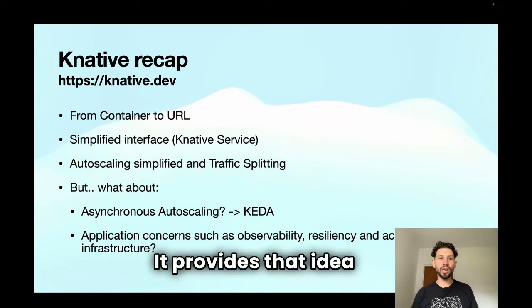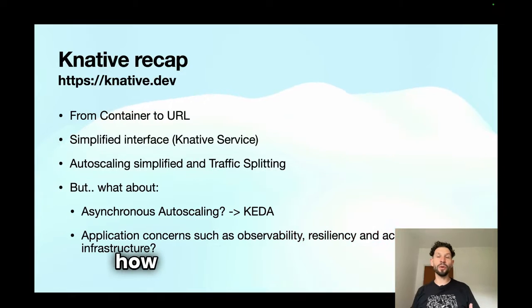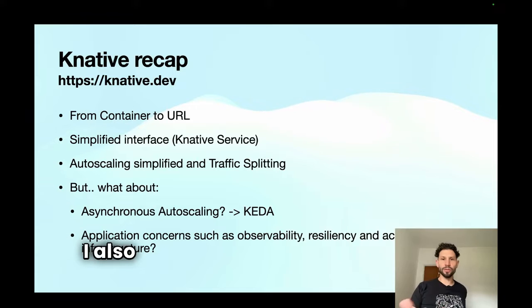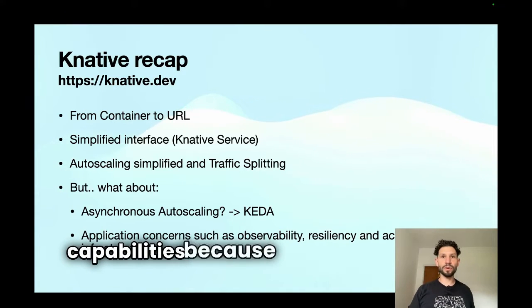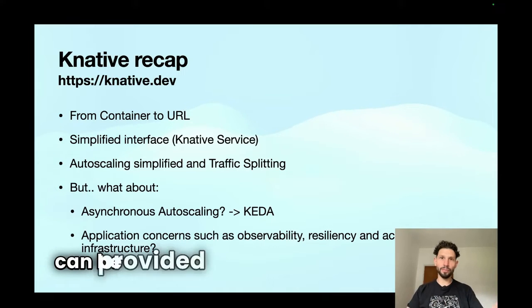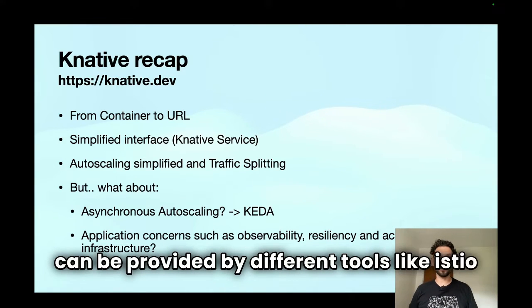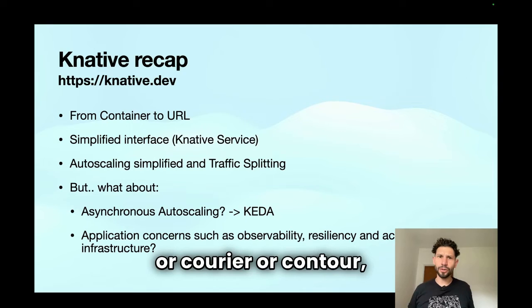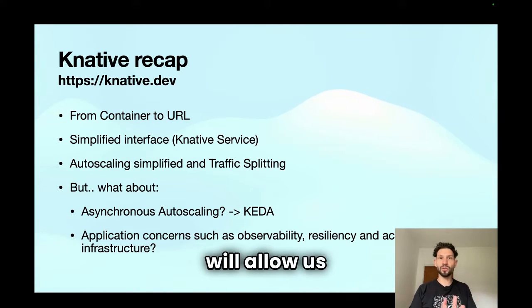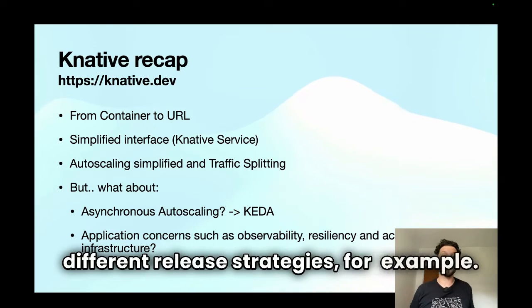It provides that idea of auto-scaling simplified, right? How to automatically scale up when we're getting a lot of demand. I also mentioned that we have traffic splitting capabilities because Knative installed a networking layer that can be provided by different tools like Istio or Courier or Contour. The addition of the networking stack will allow us to implement different release strategies, for example.